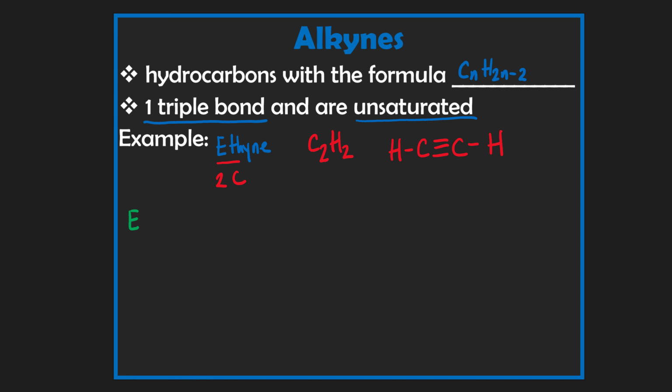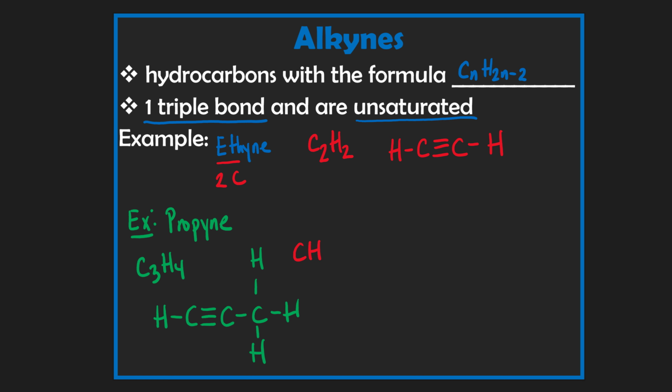Let's look at another example, propyne. Propyne has the molecular formula C3H4, where the structural formula looks something like this. We can also condense this formula, and the condensed formula would be CH triple bond to C, dash, CH3.